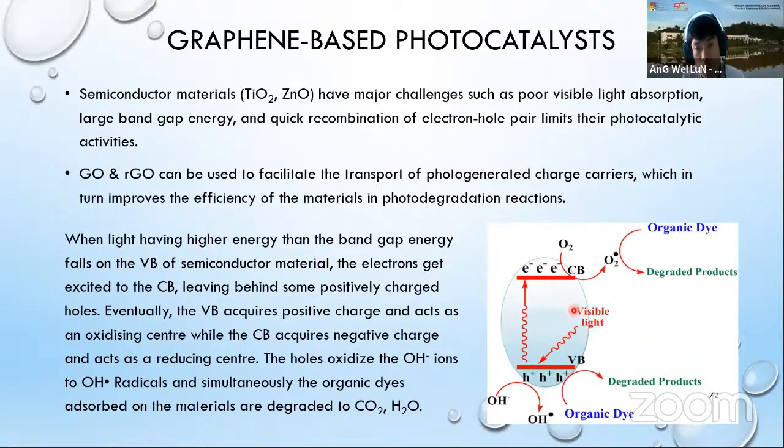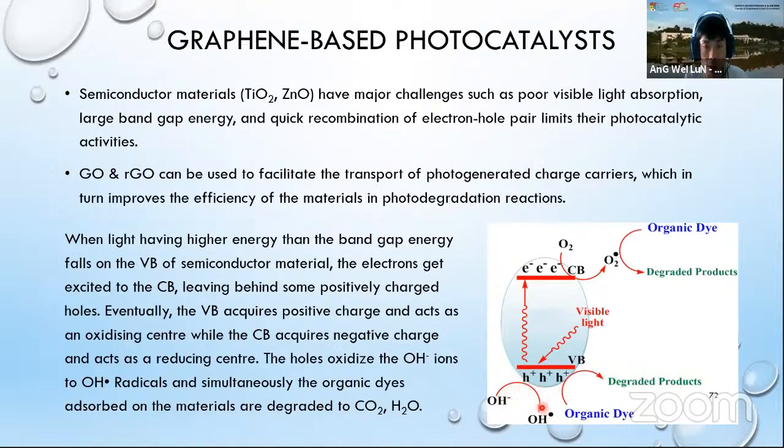photocatalyst. A photocatalyst, when you shine it with UV light of a certain wavelength and energy, the electron in the valence band will be excited and promoted to the conduction band. CB means conduction band and VB is the valence band. So the movement of the electron to the conduction band will produce positive holes, leaving behind some positive charge holes. So eventually the valence band will acquire a positive charge and act as an oxidizing center.